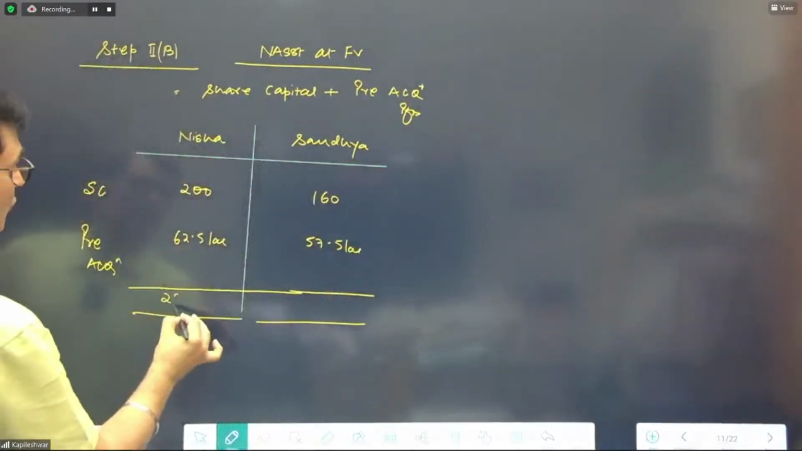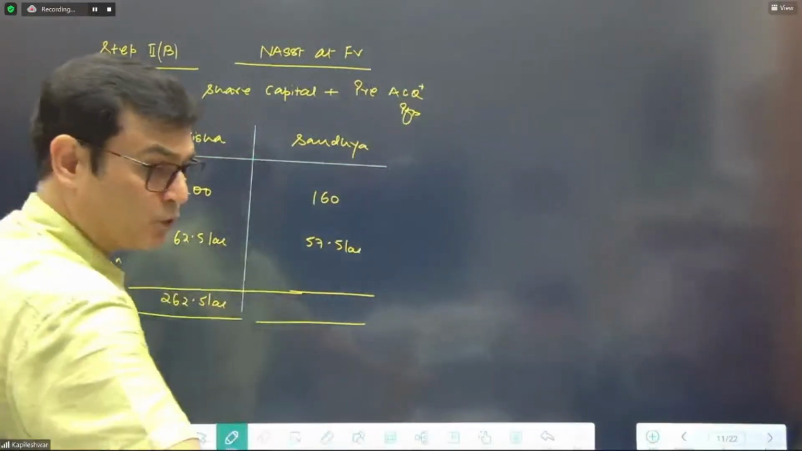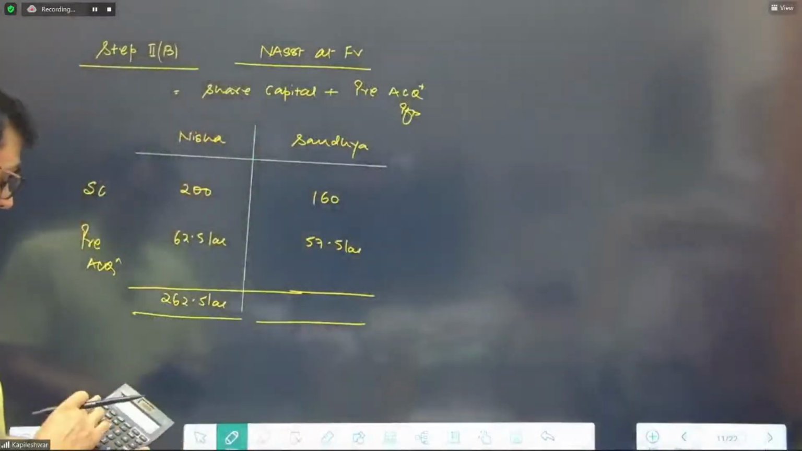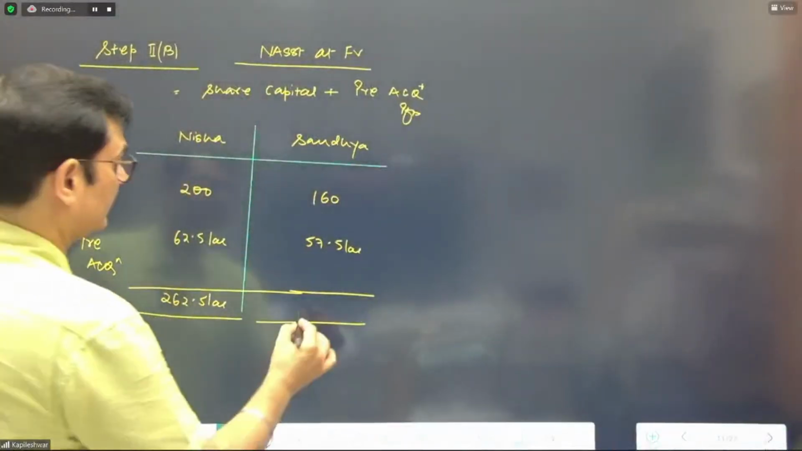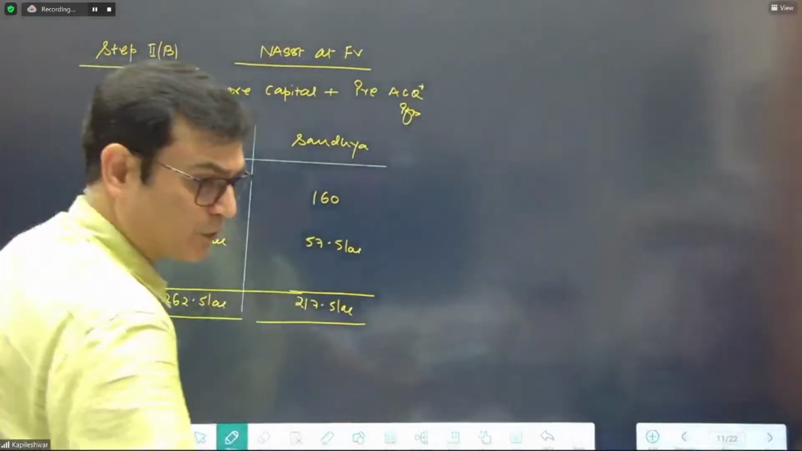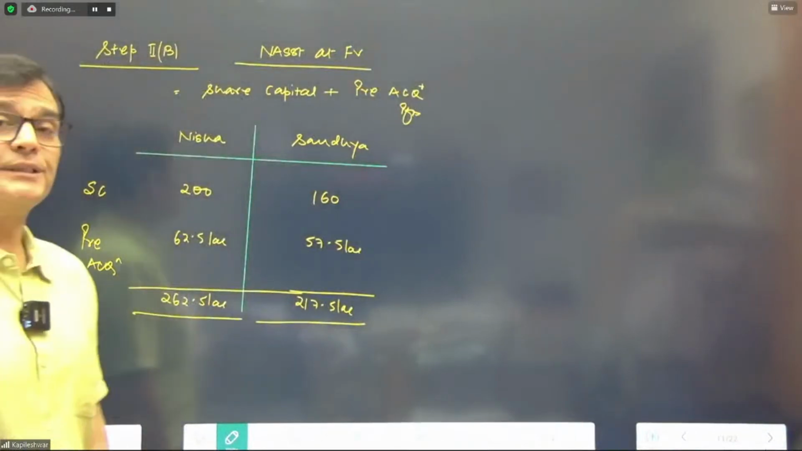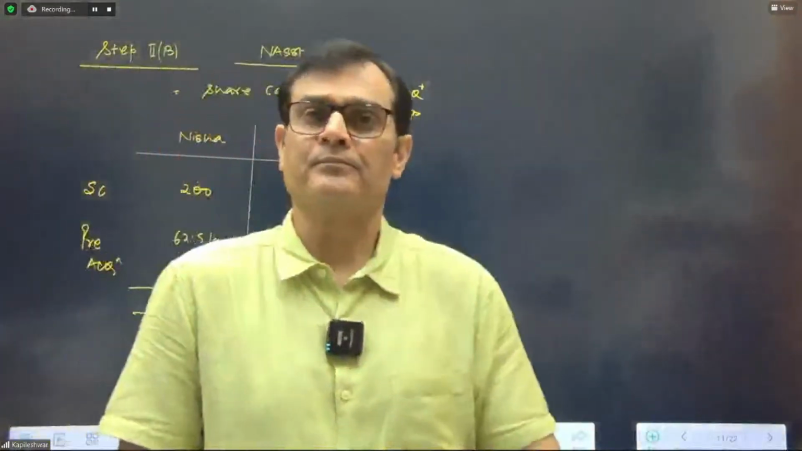So this works out at 262.5 lakhs. And this works out at 217. So 160 plus 57.5, yes, it is 217.5 lakhs. That is the net assets on the acquisition date at fair value. Okay, so this is done.